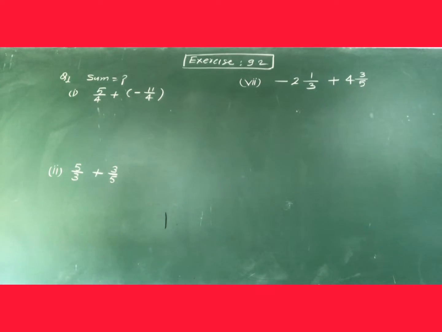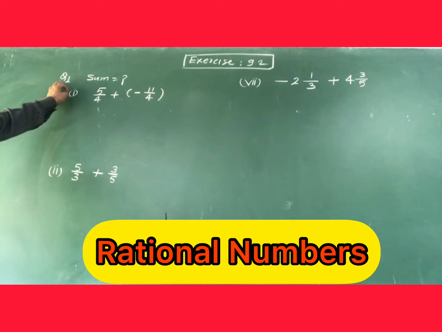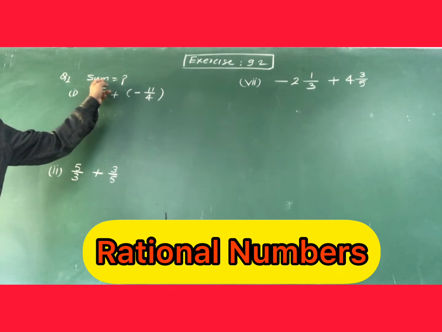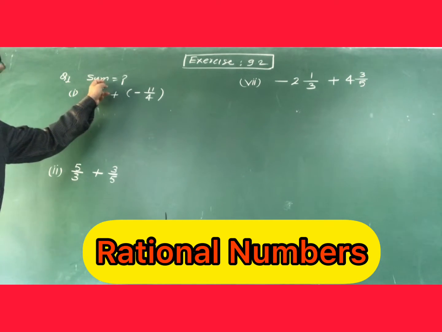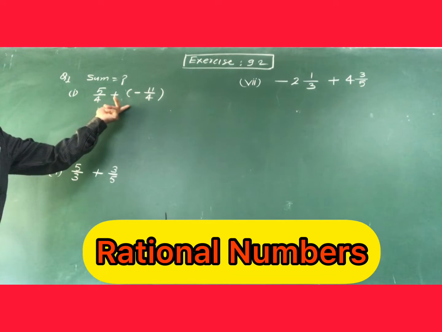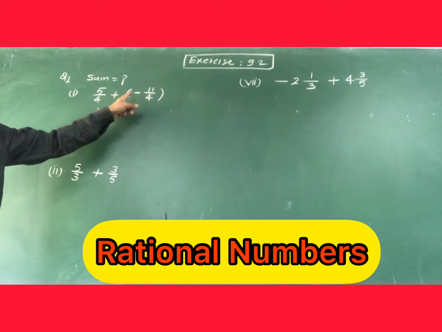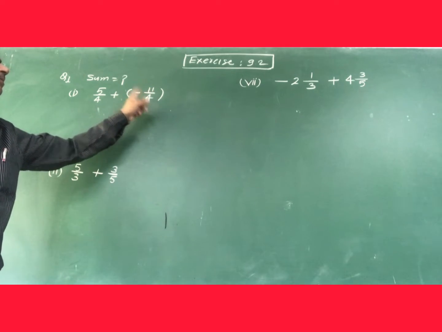In exercise 9.2, here is the first question: given these two rational numbers, find the sum. Then how can we find the sum? These two rational numbers are given: 5 by 4 plus and minus 11 by 4.